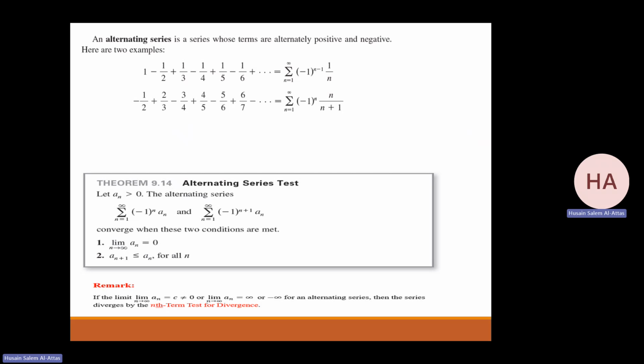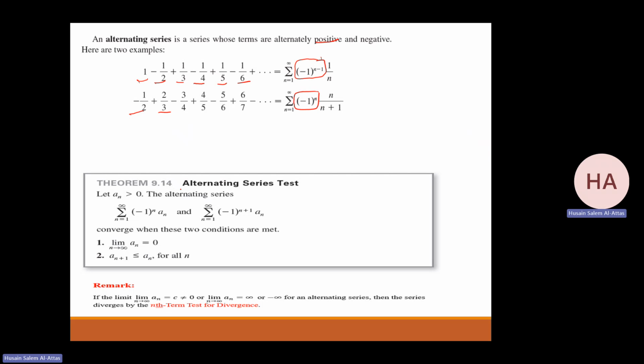We'll start this section, 9.5, alternating series. What is the meaning of alternating series? It is a series whose terms are alternately positive and negative. If you look at this series, positive, negative, positive, negative, and so on. And the same thing, negative, positive. So I can have either minus 1 to the power n, or minus 1 to the power n plus 1, anything like that. That will make the series called an alternating series.